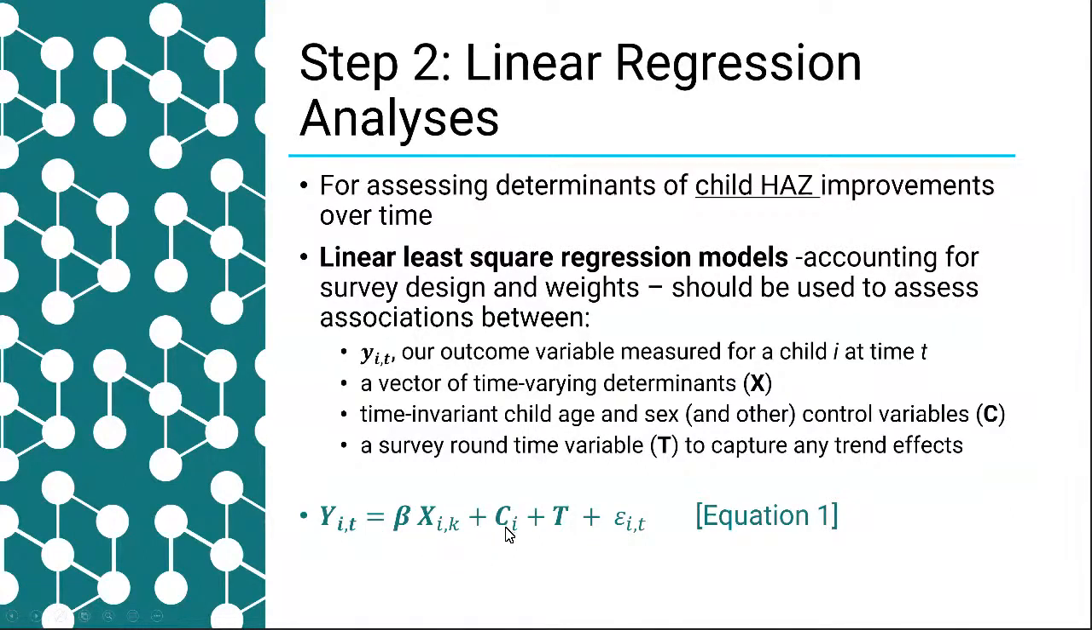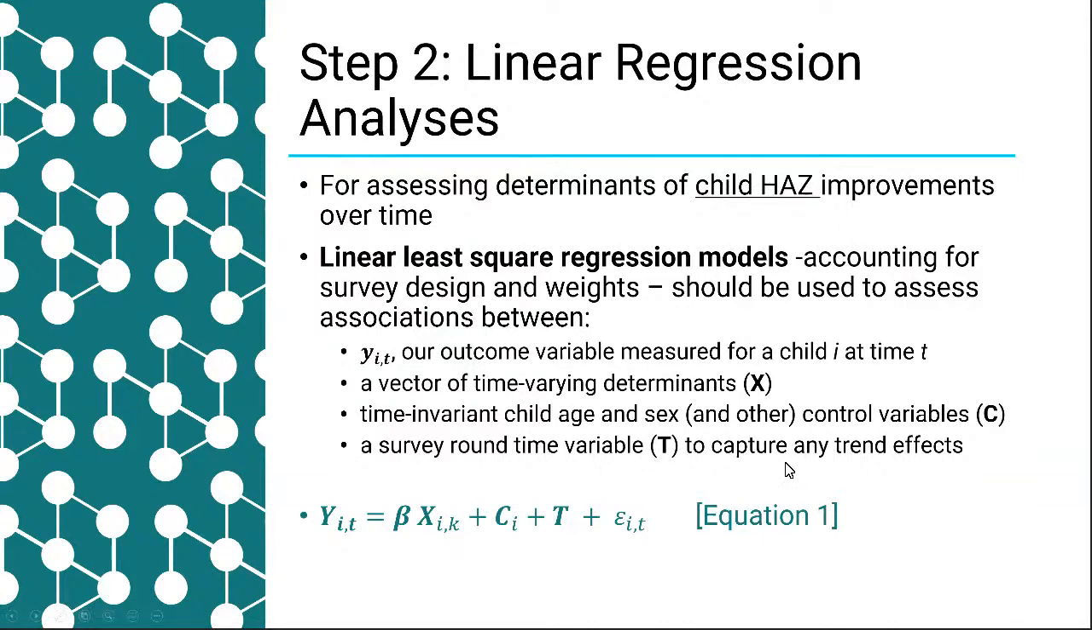A set of control factors would be included. So the control factors that we have put in our model were child age and sex. These are time invariant, and especially sex. And there could be other time invariant factors that are included as well. It just depends on what you think would be important confounders in your context to put into the model. And then importantly, putting in a dummy variable for your survey round to capture any trend effects.